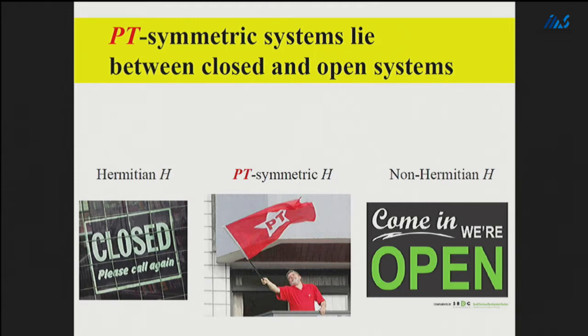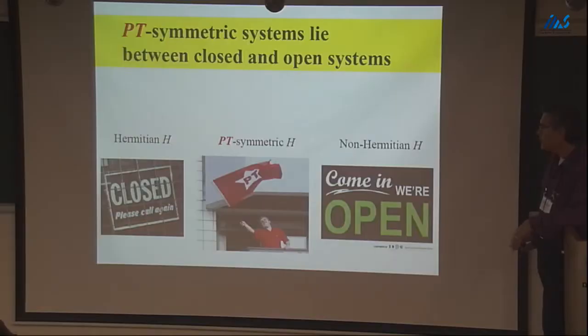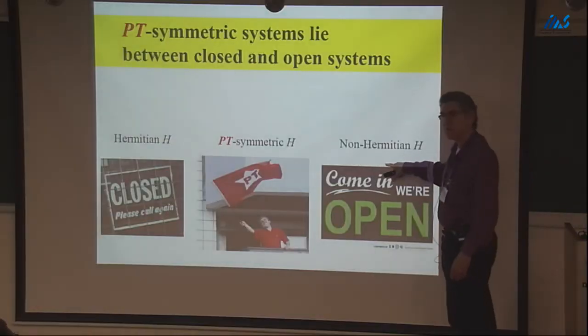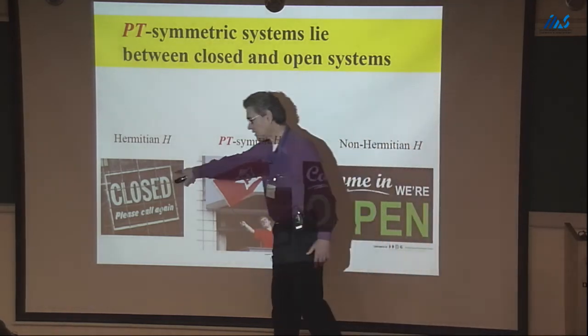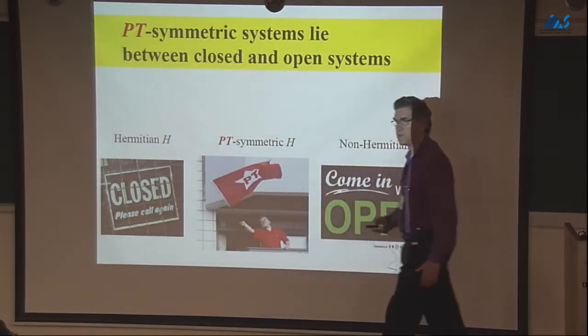So these are the Hermitian Hamiltonians. These are the Hamiltonians used to describe closed systems. These are typical non-Hermitian Hamiltonians that you might use in a scattering experiment or to describe a decay of a particle. And here you have a PT symmetric Hamiltonian that is sort of midway between. It can behave like this if it has a broken PT symmetry, and it can behave like this if it has an unbroken PT symmetry.